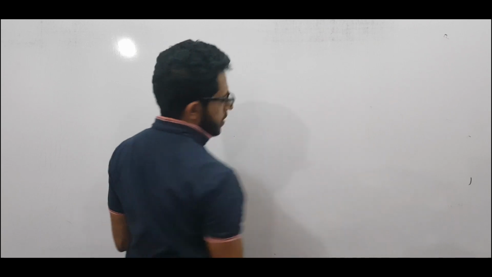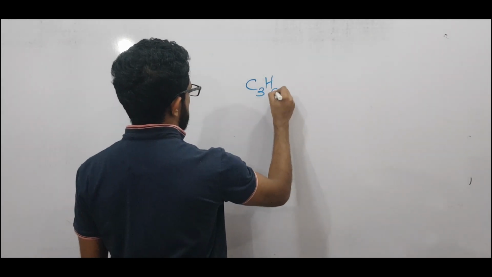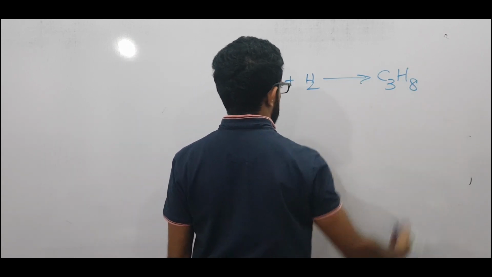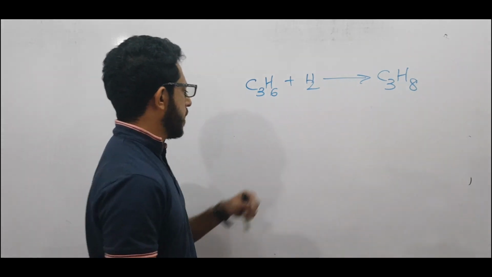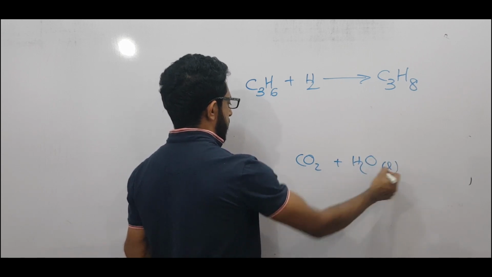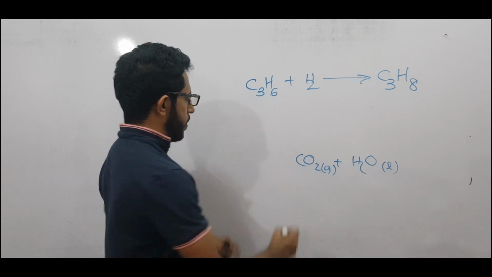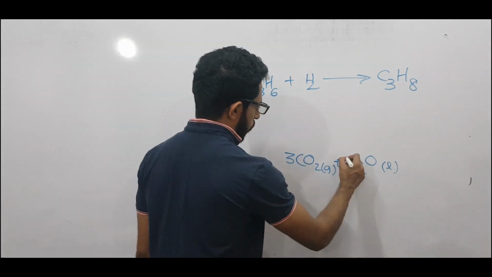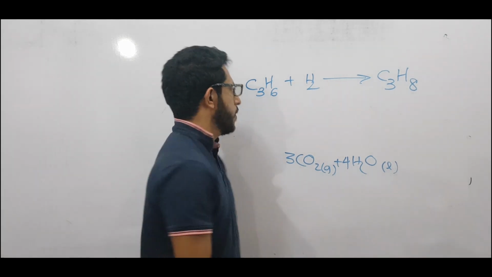The first thing is you have to write the balanced reaction on top. C3H6 plus H2 gives you C3H8. Then combustion products at the bottom. You will be getting carbon dioxide and water, nothing else. It's better if you can write the physical states. Then you have to balance it as well. 3 carbon, so you put 3 here. 6 plus 2, 8 hydrogen, so you put 4 here. That's it. Carbon and hydrogen are balanced, oxygen is not.